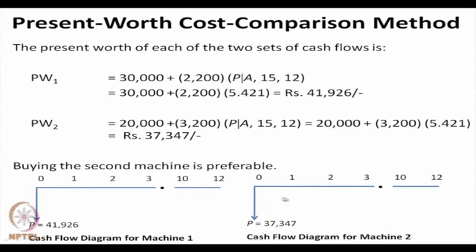A similar procedure we followed for machine 2: initial price 20,000 and the annual maintenance expense of 3,200 multiplied by the equal payment series present worth factor, read from the table as 5.421, that came to 37,347. So, because it is a payment, this payment is less than this. It means the second machine is less costly and therefore, the second machine is preferred. It is a very simple application of the present worth cost comparison method.